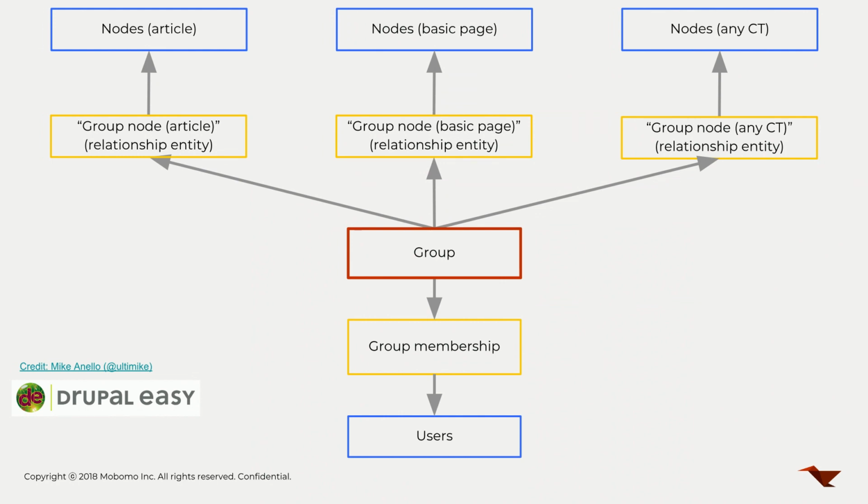Any questions so far? Real quick? That was on the group membership you were just referring to? Mm-hmm. Yeah, so the group itself is fieldable, the relationship entity is fieldable, and then of course your nodes themselves and whatever else, and your users for that matter, are all fieldable.